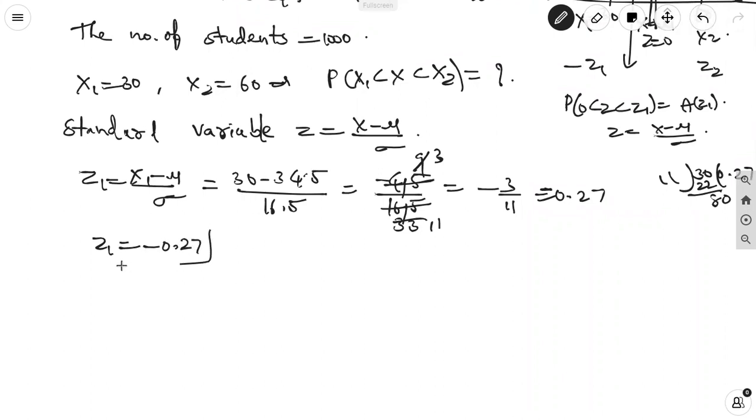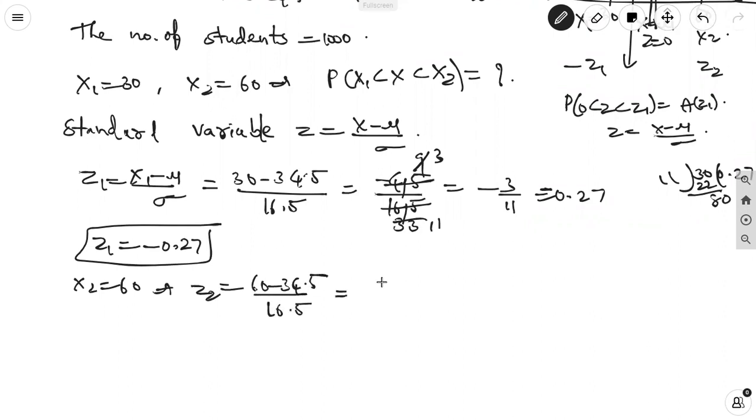minus 0.27 and x2 is equal to 60. From this, z2 is equal to 60 minus 34.5 by 16.5. It is equal to 25.5 by 16.5. The decimal points get cancelled, giving 51 divided by 33.